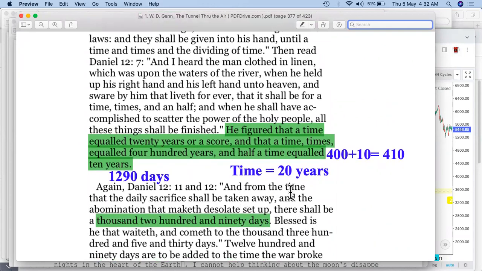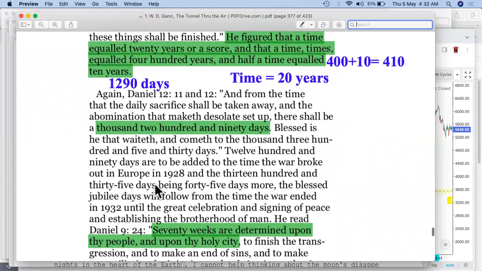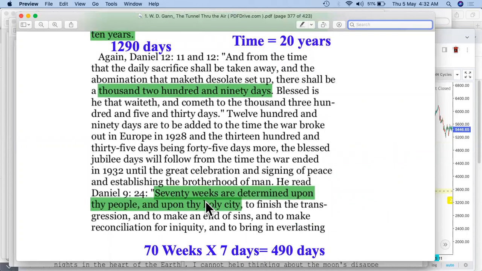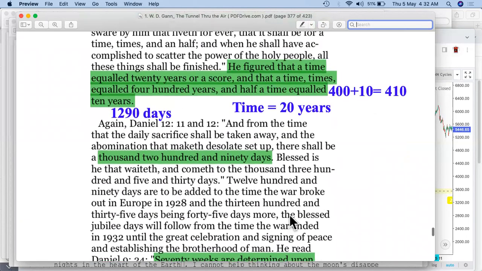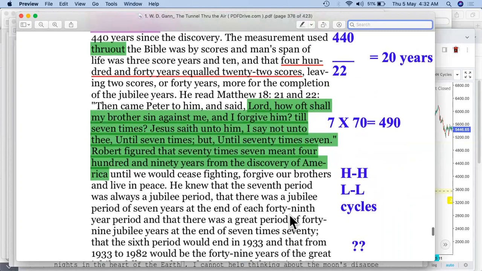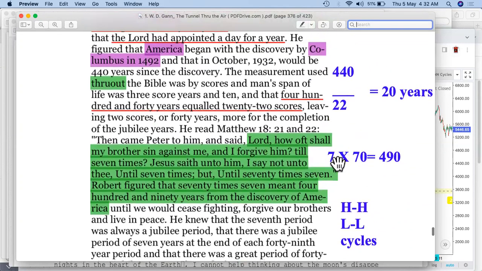Again, Daniel: from the time that the daily sacrifice shall be taken away, and the abomination that maketh desolate set up, there shall be 1,290 days. So this is 1,290 days, which has specially been mentioned. Seventy weeks are determined upon thy people and upon thy holy city. So if you talk about 70 weeks, 70 weeks into 7 is 490 days. So we saw this 490 previously also.